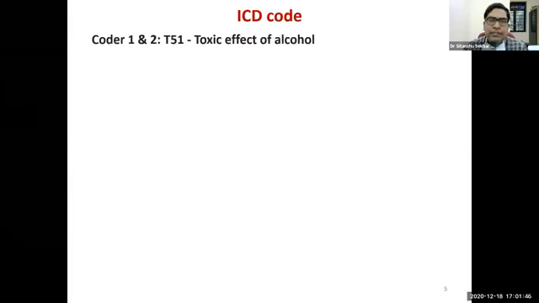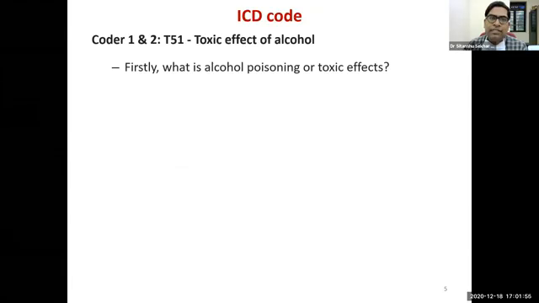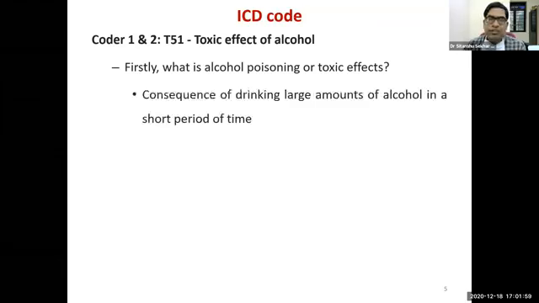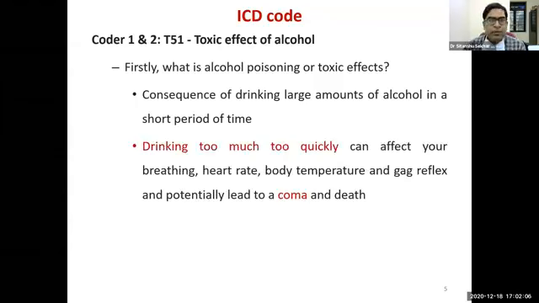Now in this case, the coder 1 and 2 also got the same thing, toxic effect of alcohol. But before we go to the toxic effect of alcohol, let's see what it is. Alcohol poisoning is the consequence of drinking large amounts of alcohol in a short period of time. Drinking too much too quickly can affect your breathing, heart rate, body temperature, and gag reflex, and potentially lead to coma and death. So these points were not there in the narrative.